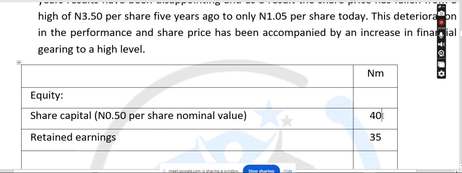When you divide 40, please, someone take note. This is the total ordinary shares, 40 million. This is the nominal value, 0 naira 50 kobo. This is the market price. That is why it is good to read the question from the beginning to the end. This is the market price. Don't forget that 5 years ago it was 3 naira 50 kobo, and now it is 1 naira 05 per share. Please, someone take note of this and write it down.